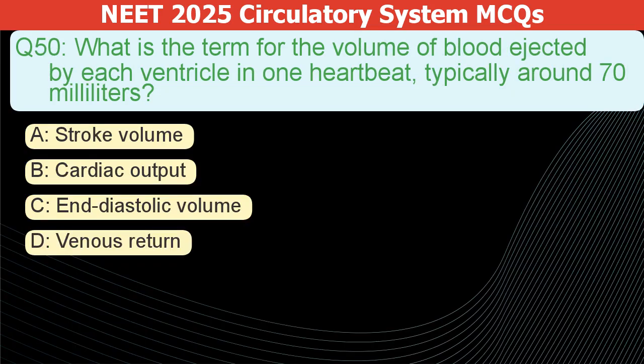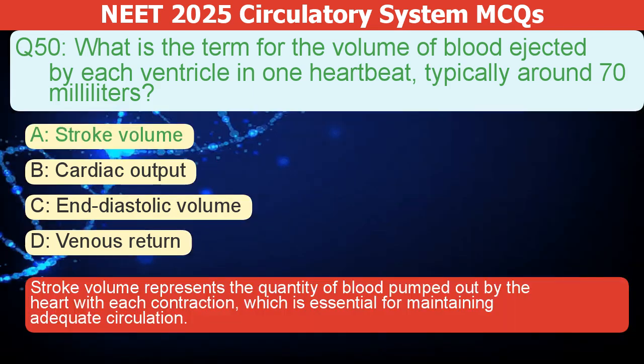What is the term for the amount of blood pumped out of each ventricle with each heartbeat? Usually about 70 milliliters. A. Stroke volume. B. Cardiac output. C. End diastolic volume. D. Venous return. The correct answer is A. Stroke volume represents the quantity of blood pumped out by the heart with each contraction, which is essential for maintaining adequate circulation.